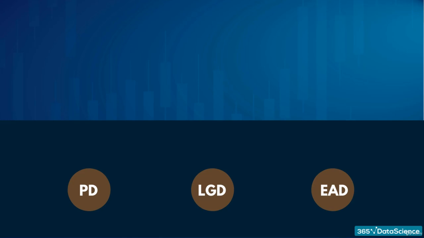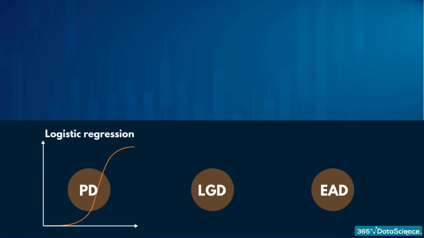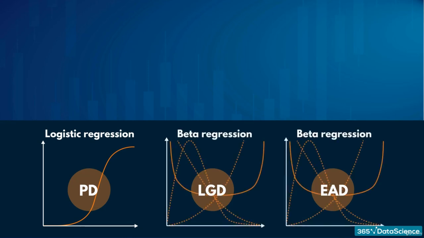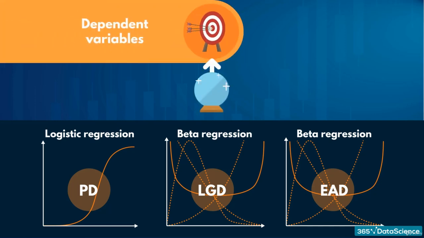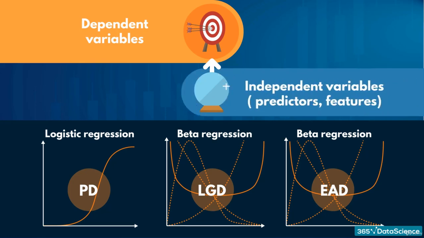All of these will be regression models. For the PD model, we are going to use a logistic regression, while for the LGD and EAD models, beta regression. These models will help us predict our outcomes of interest, also called dependent variables. The rest of our variables are the ones containing the information we will use to predict the dependent variables. These are called independent variables, predictors, or features. Let's outline what our dependent variables are going to be.